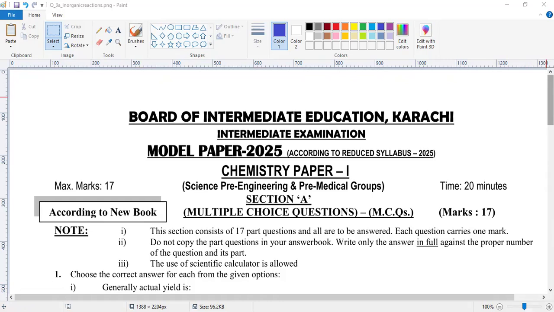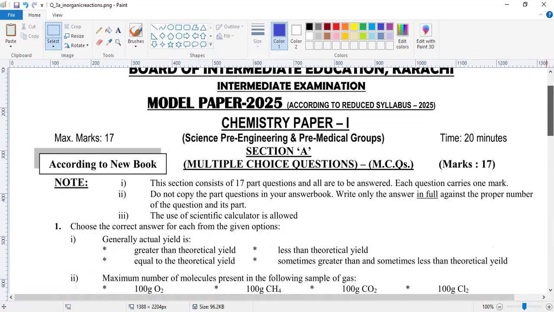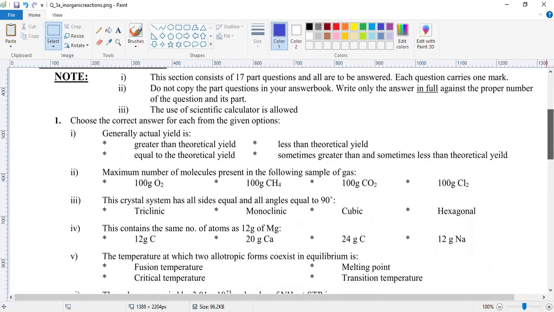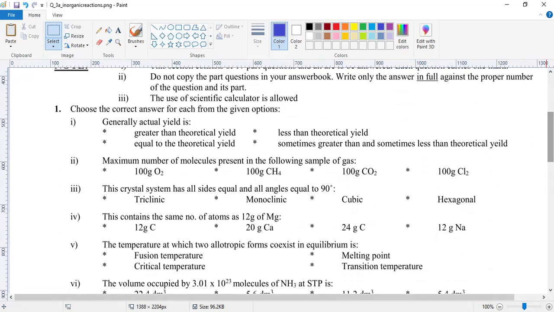This is model paper 2025, first year chemistry. So first we will see question number 1, that is MCQs.